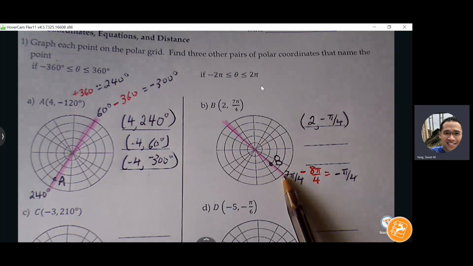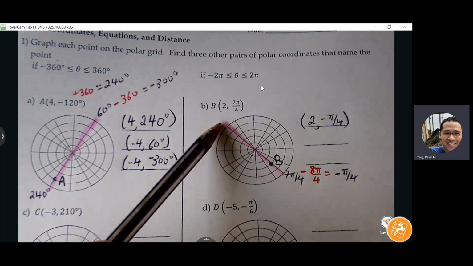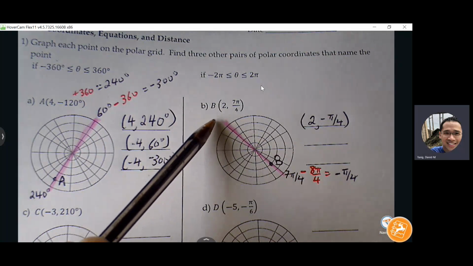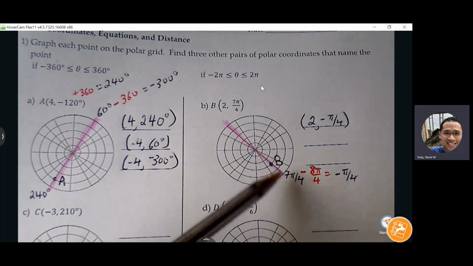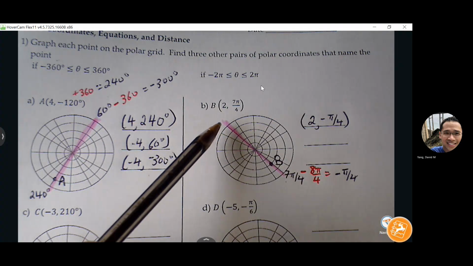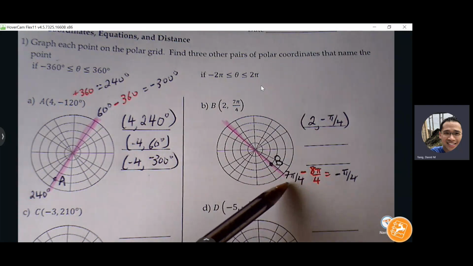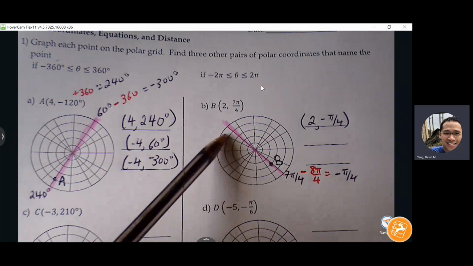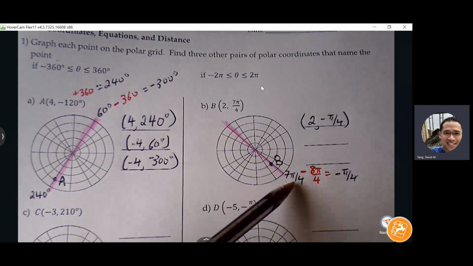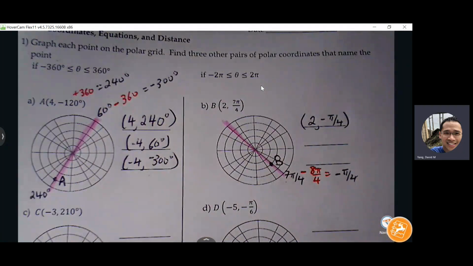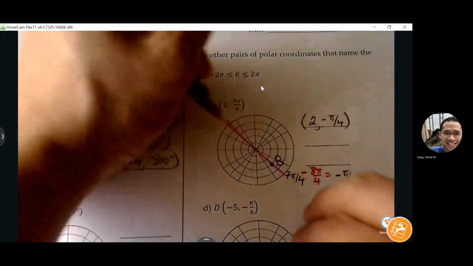So I'm done with the fourth quadrant. But now I want to play with the second quadrant. What's the second quadrant counterpart for 7 pi over 4? 3 pi over 4. And then numerically, the way you can get there is you can always subtract or add pi to go in the other direction, right? So if I subtracted pi, if I subtracted 4 pi over 4, I get 3 pi over 4.